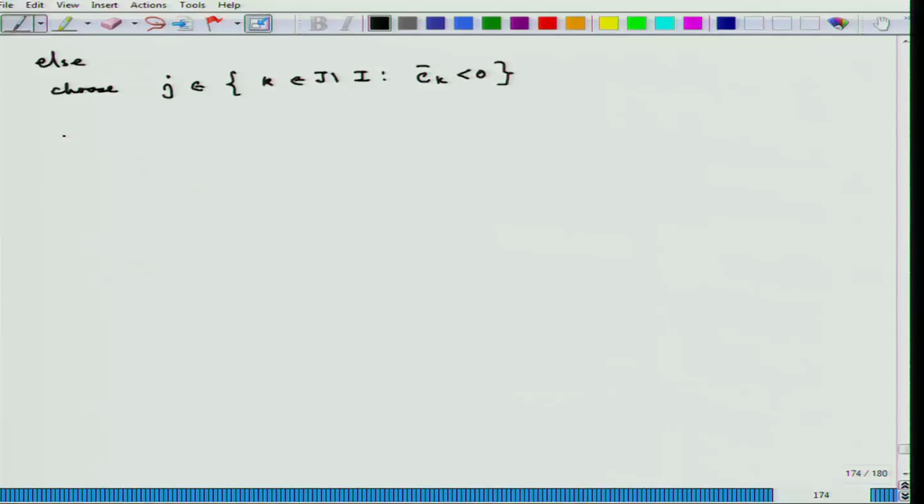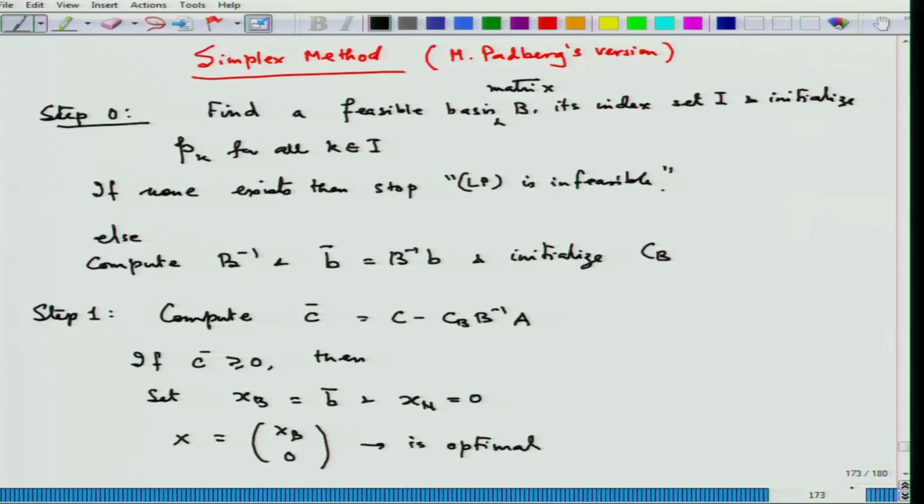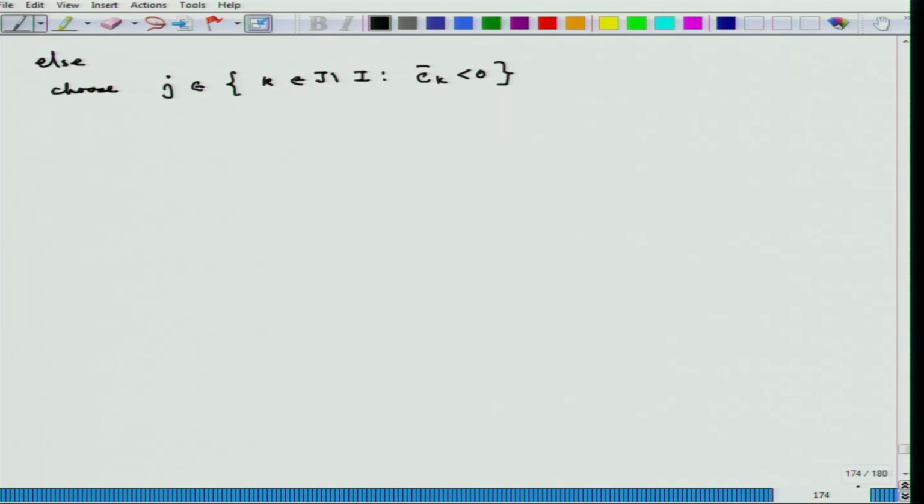Everywhere you have to put an end of the loop, which I should be putting. So, here also, if none exists, then this if loop has to end. Here, if this happens, or else choose j and end the loop.